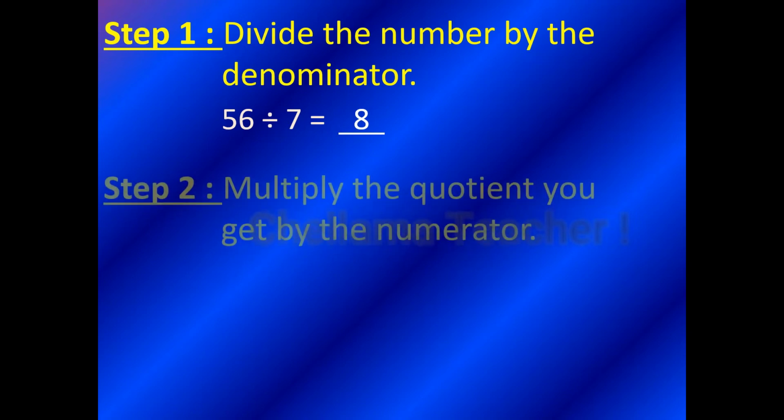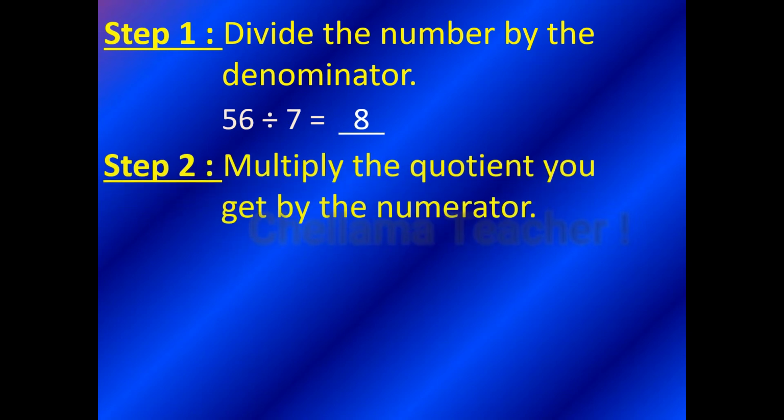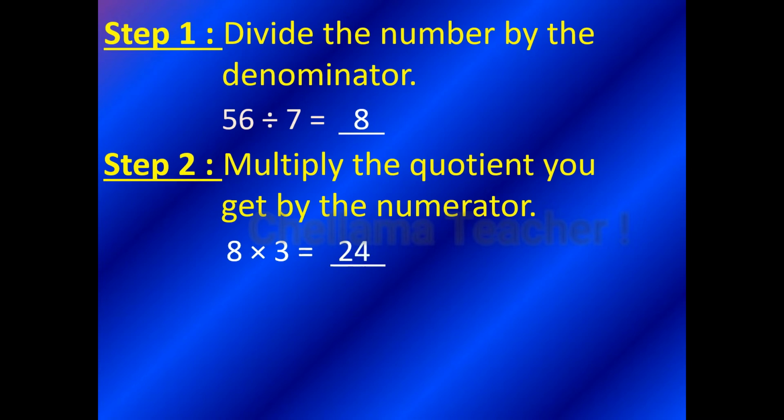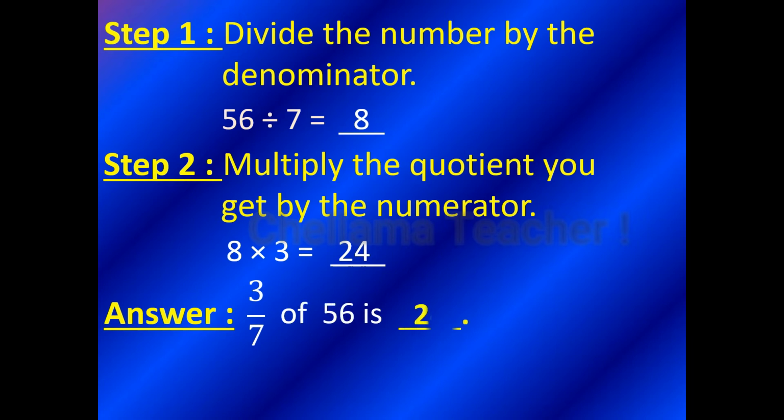Step 2. Multiply the quotient you get by the numerator. So 8 is to be multiplied by 3. The product is 24. The final answer is 3/7 of 56 is 24.